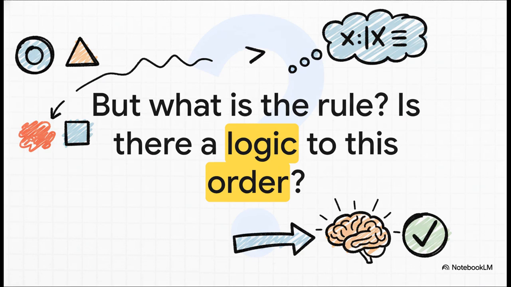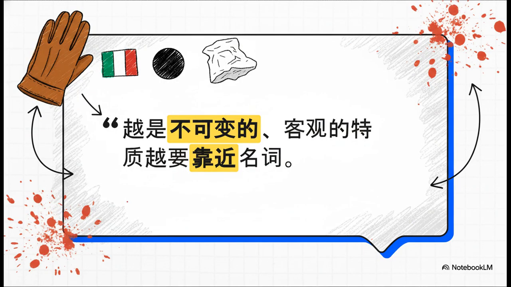It just feels right, doesn't it? But why? Is this just something you have to memorize, some long list of categories like size, shape, color? No. There's a much simpler, much more intuitive principle at play here. Here it is. This is the simple, elegant rule behind the whole thing. The more unchangeable and objective a quality is, the closer it sits to the noun.